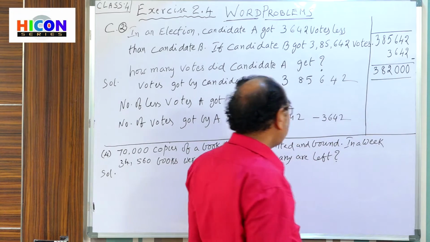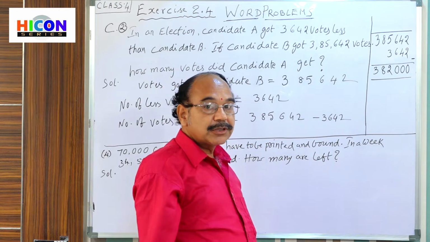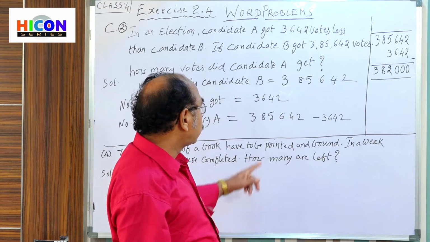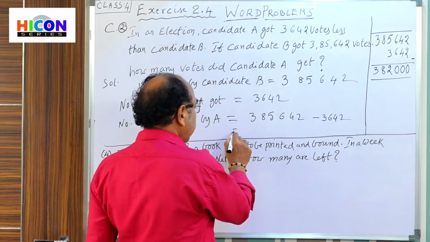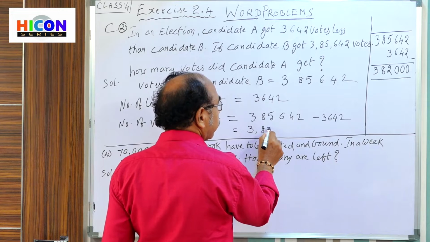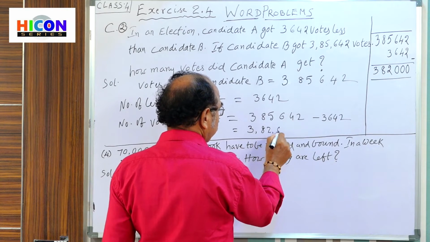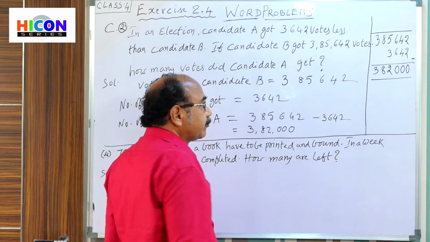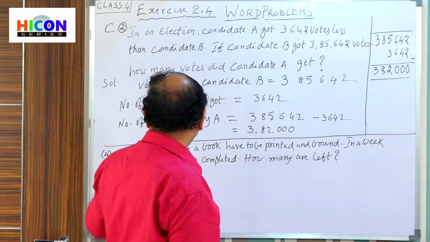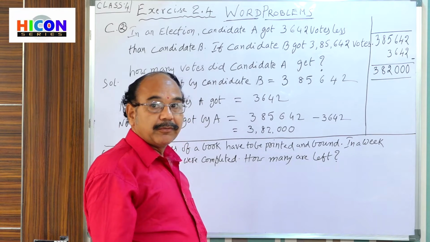Okay, children. So, how many votes secured by candidate A is equal to what you have to say? 3,82,000. Okay, like this we solve the problem.